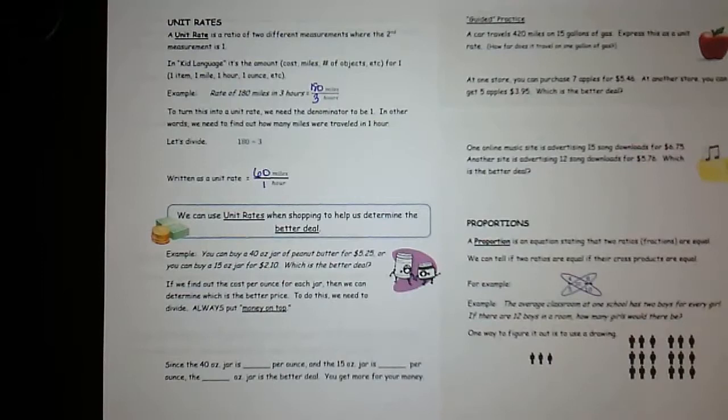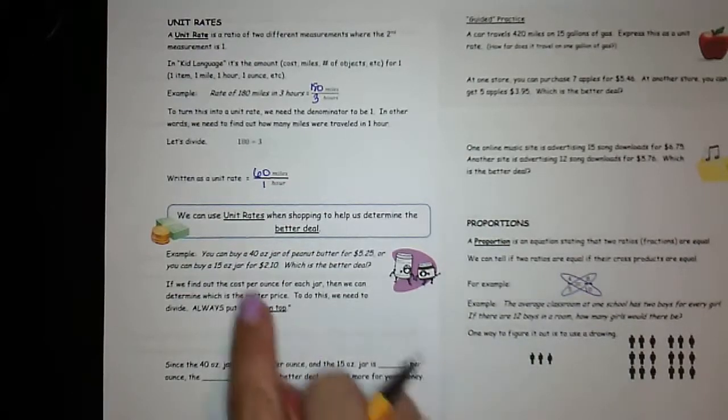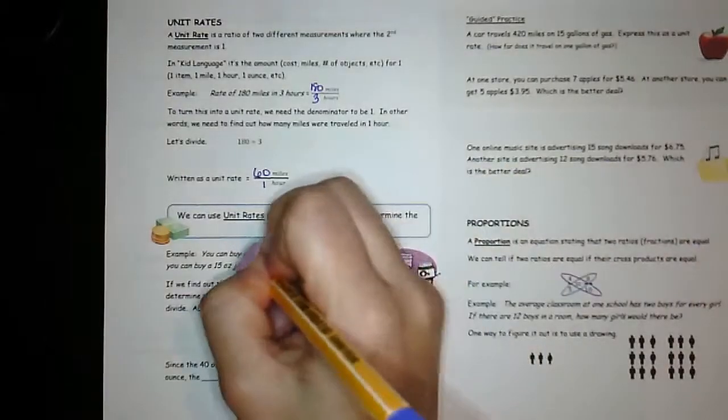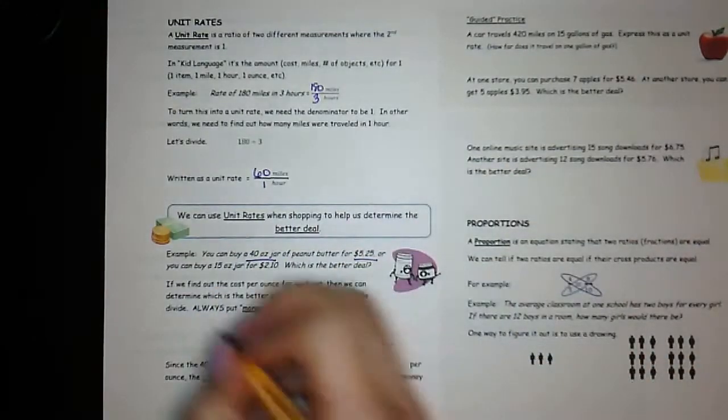So for example, you can buy a 40-ounce jar of peanut butter for $5.25, or you can buy a 15-ounce jar for $2.10. Which is the better deal? If we find out the cost per ounce for each jar, then we can determine which is better. So you always put money on top. So we have 40 ounces for $5.25.